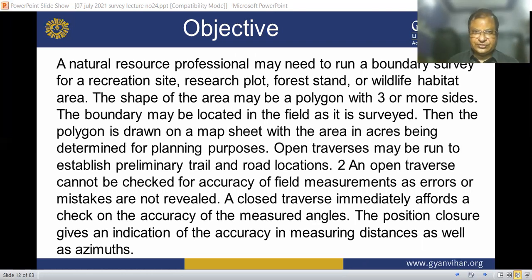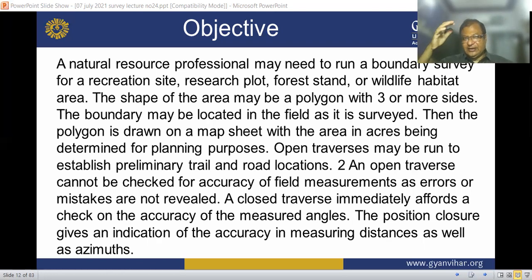In natural resources, professionals may need a boundary survey for recreation areas, research plots, forest land and wildlife habitat areas. The shape of the area may be a polygon with three or more sides. The boundary may be located in the field as the survey proceeds, then the polygon is plotted on a map sheet.